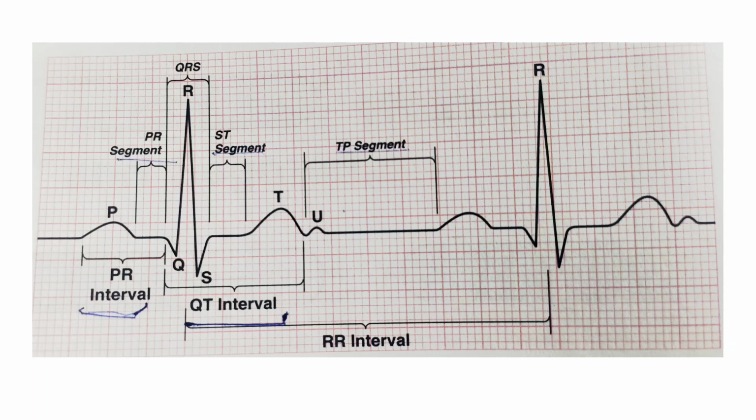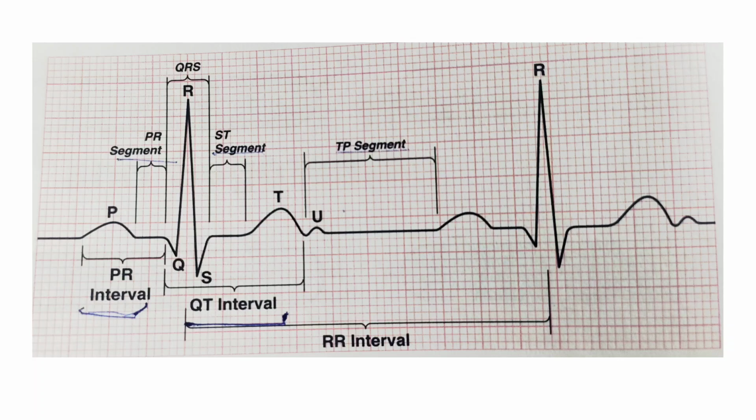An interval includes 1 or more waves along with a segment. Intervals are used to measure time. Important ECG intervals include the PR interval, which represents atrial to ventricular conduction. The QRS duration, which represents ventricular depolarization time. The QT interval, which represents total ventricular electrical activity. The RR interval, which represents one complete cardiac cycle.